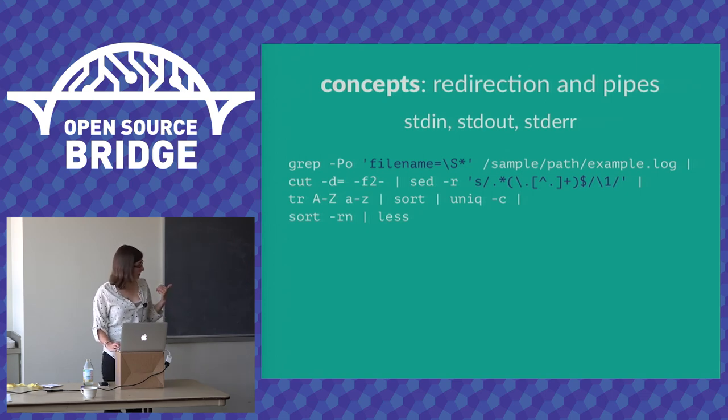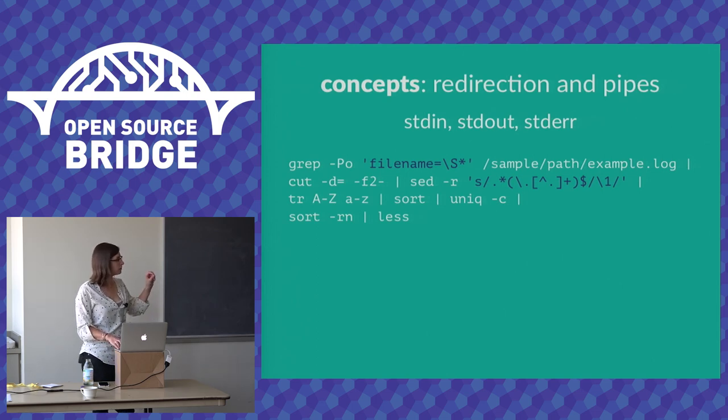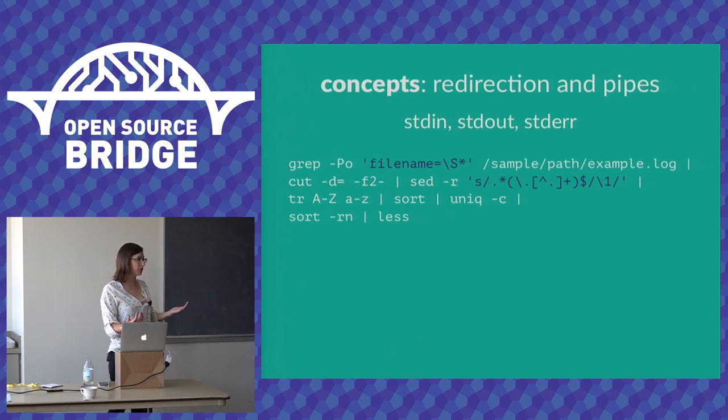A coworker of mine shared this command that he built with me. It parses a log file, and it counts the number of files logged, the text file names logged by extension, and then outputs the amount of times that files of a certain extension appeared. You can write a whole long program, or apparently you can do it in a shell one-liner. So that's really cool, and it's super powerful.